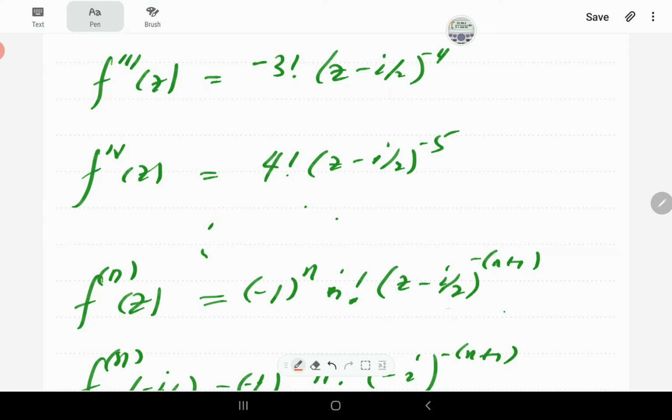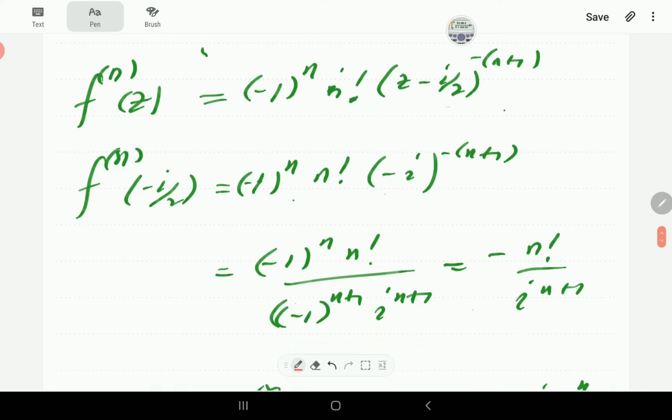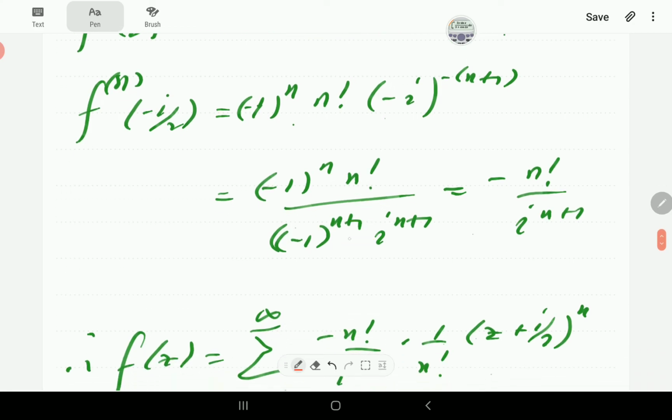The derivatives of order which is odd are negative, and those of order which is even are positive. So that means we've got this one, and then we've got n factorial, and then this is 1 greater than that. Then if we plug in negative i over 2 here, so this thing is going to be negative i. So we have got this. If we bring this in the denominator, it's going to be negative 1 to the power n plus 1. This is this one. And then i to the power n plus 1. This works out to negative 1.